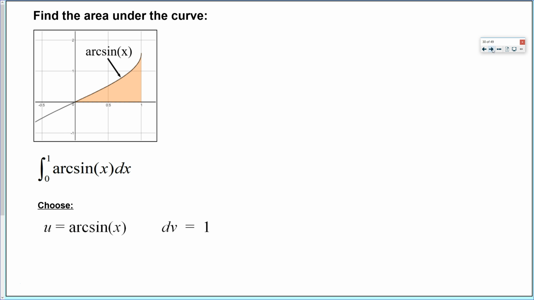If you choose wisely, you only know the derivative of arcsine, so you're kind of forced into it. That's the only thing you know how to do, because if you were to try to integrate arcsine, that's just asking the same question again. So take the derivative of arcsine, and you'll get 1 over the square root of 1 minus x squared. And if you integrate dv, you get v, or if you integrate dv, you get x.